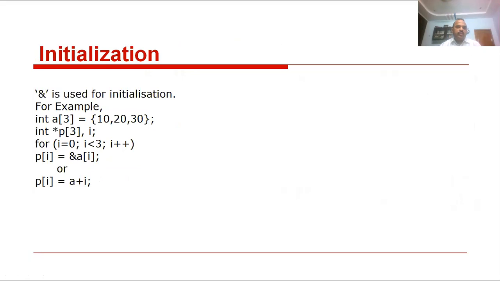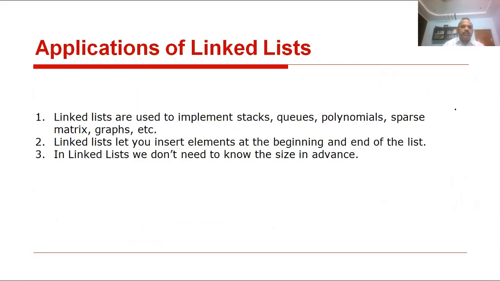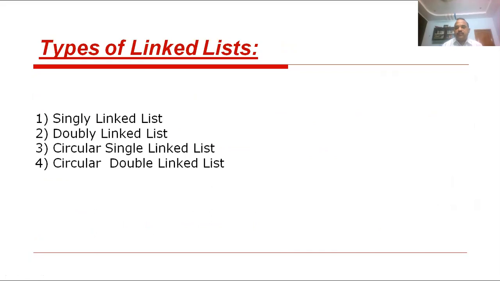So how many types of linked lists are there? There are mainly four types of linked lists. The first one is single linked list. The second one is double linked list. The third one is circular single linked list. And the fourth one is circular double linked list. These are the four types of linked lists. The first one is the most important. In the end examination, they will ask: write and explain single linked list operations with example.